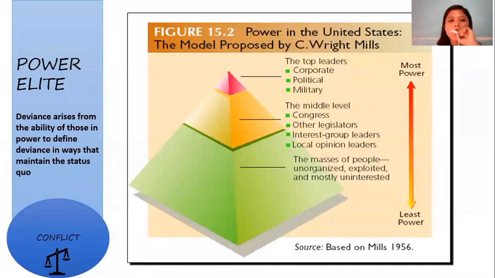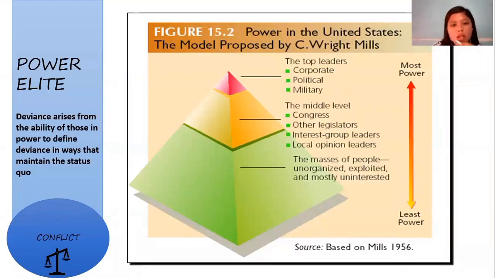So next, we have power elite that is proposed by C. Wright Mills. In this theory, deviance arises from the ability of those in power to define deviance in ways that maintain the status quo. So what is elite? Elite are a small group of wealthy and influential people at the top of society that holds the power and wealth in controlling the definition of deviance.